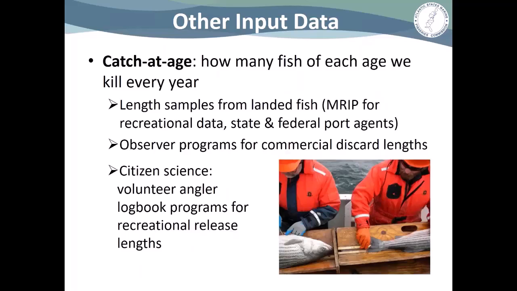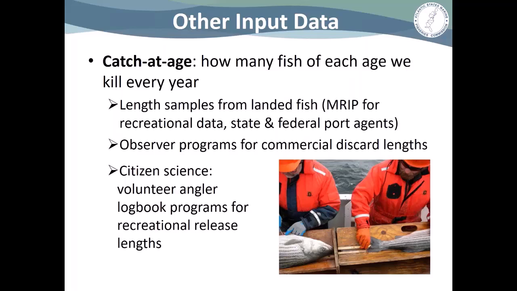We also need information not just on total catch. Total catch is great and it's really helpful, but catch at age is even better. So how many fish of each age do we kill every year? So you can follow that fish that starts out at age 1 and watch them go through the population. How many are we killing at age 2, at age 3, at age 4, to see what happens to that cohort over time. And to do that, we usually need length samples from the landed fish that we combine with that other age data that we collect from other programs.